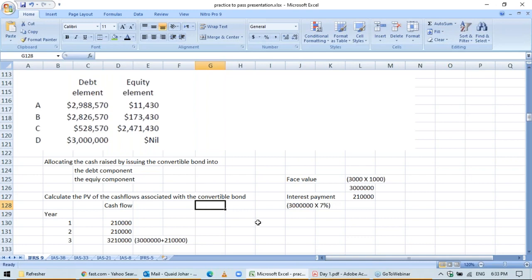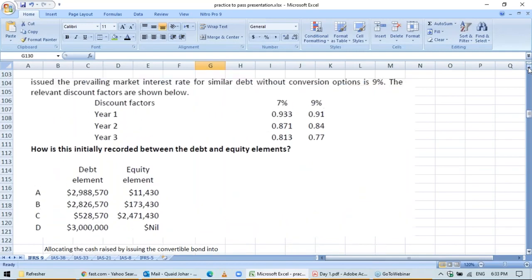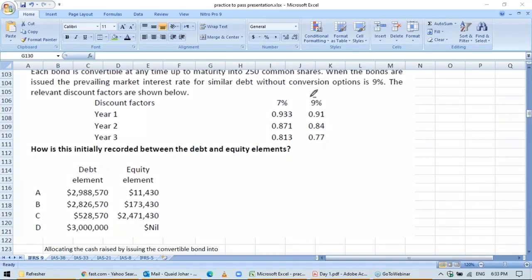Now, what we are going to do, we want to calculate the present value. So we will multiply the cash flow amount with the present value fraction, which has been given in the question. So there are two present value fractions given in the question. So remember, always use the effective rate to calculate the present value. Never use the stated rate to calculate the present value, right?